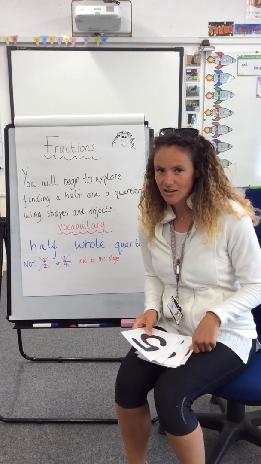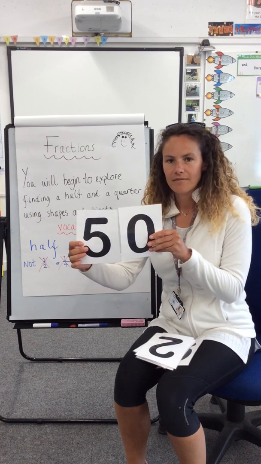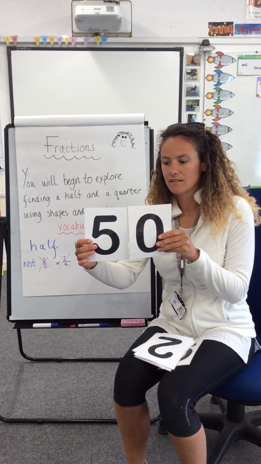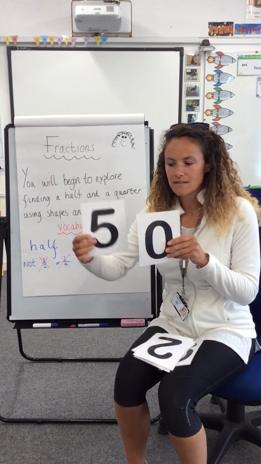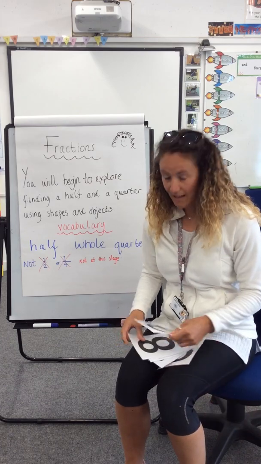So the first digit I'm going to give you is 50. How many tens and ones are in 50? 5 tens and 0 ones. Well done if you said that. Let's look at the next digit.